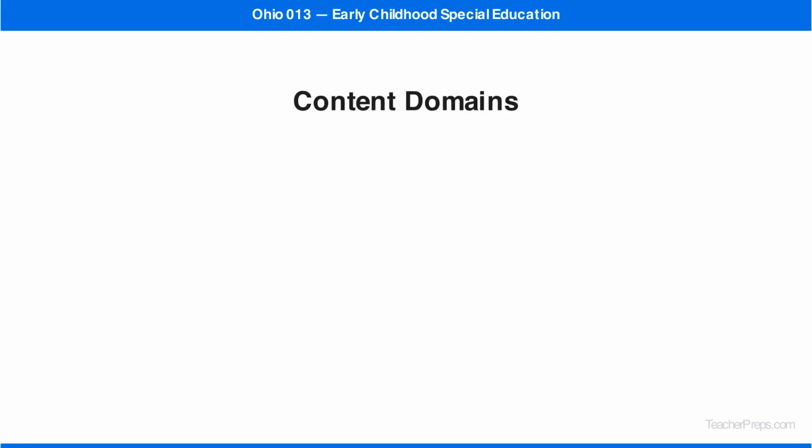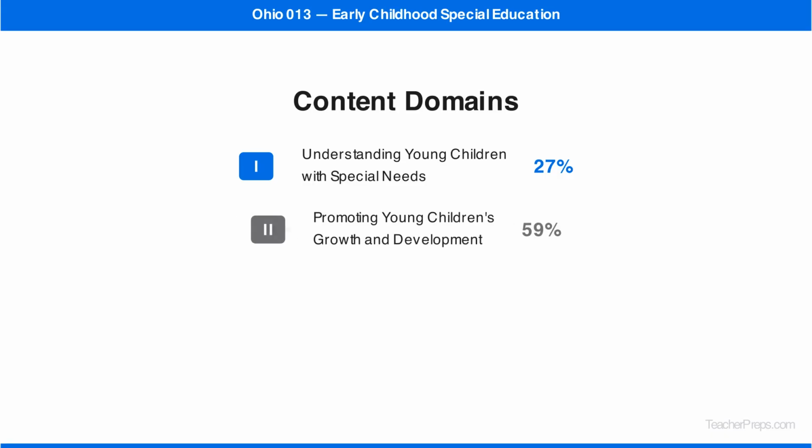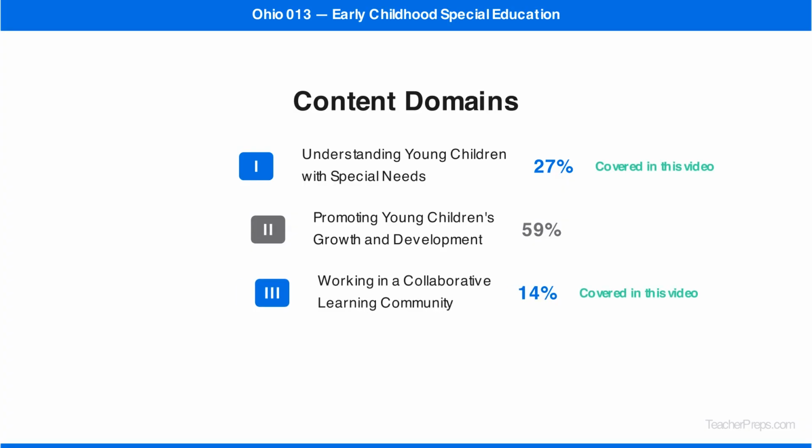The exam covers 3 content domains. Domain 1 is Understanding Young Children with Special Needs, worth 27% of your score. Domain 2 is Promoting Young Children's Growth and Development, the largest domain at 59%. And Domain 3 is Working in a Collaborative Learning Community at 14%. In this video, we'll deep dive into Domain 1 and Domain 3.